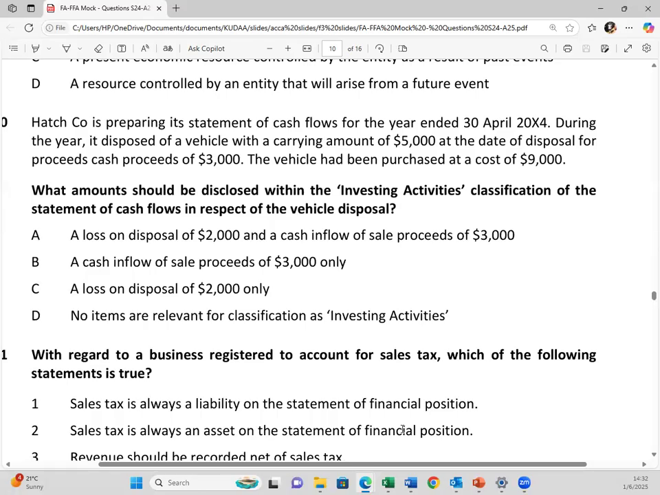So if we disposed of a vehicle, before we look at the answers, if you sell a vehicle, what is going to affect your cash flow? Investing activities. If we sell a vehicle, where is it going to have an effect? Which amount is going to have an effect? More investing activities.